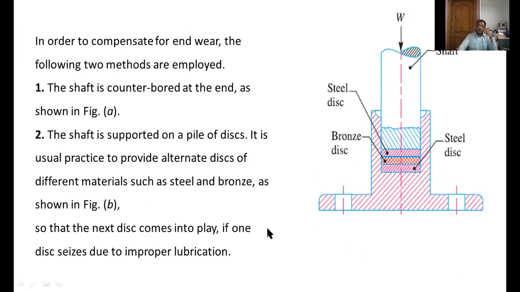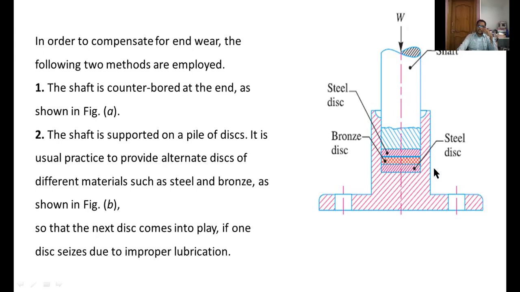In order to compensate for end wear, the following two methods are employed. That is, a shaft is counterbored at the end as shown in figure A, and the shaft is supported on a pile of discs. This is the shaft, this is the axis of the shaft, and this is a steel disc. The second one is a bronze disc, and the third one is a steel disc. Here the shaft is supported on a pile of discs.